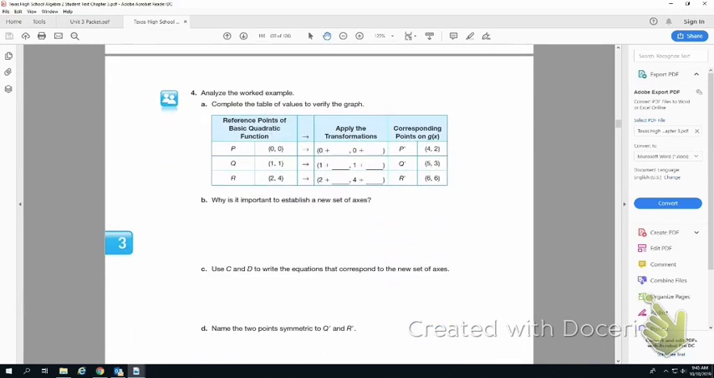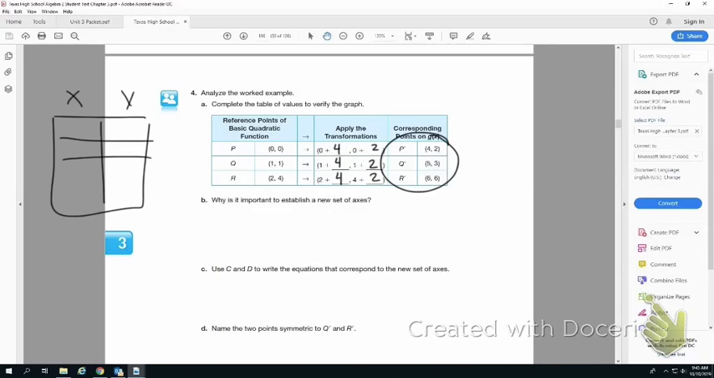So if you go to the next page, we'll write this in. So again, if I'm going to the right 4, I need to take each x value and add 4 to it. It's going up 2, so I'm going to take each y value and add 2 to them to get these resulting points.